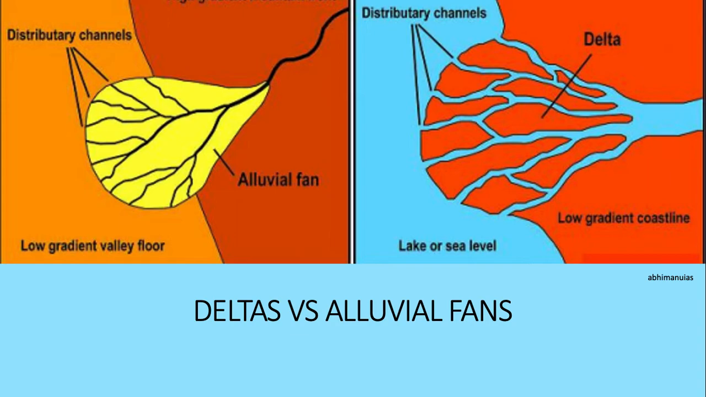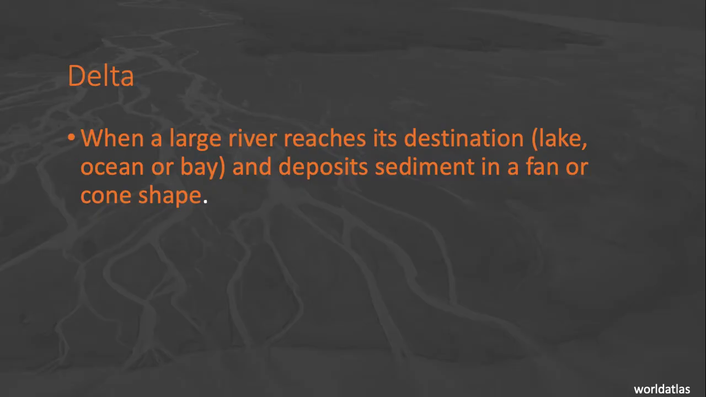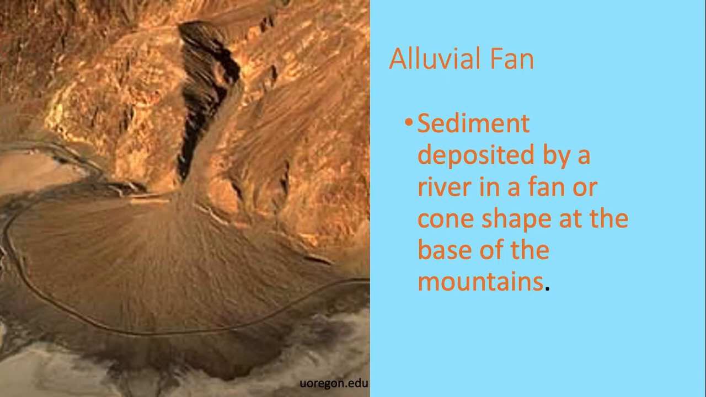So deltas and alluvial fans, these are two different things that look similar. A delta is when a large river reaches its destination, could be a lake, an ocean, or a bay, and deposits its sediment in a fan or cone shape. An alluvial fan is sediment deposited by a river in a fan or cone shape at the base of the mountains.